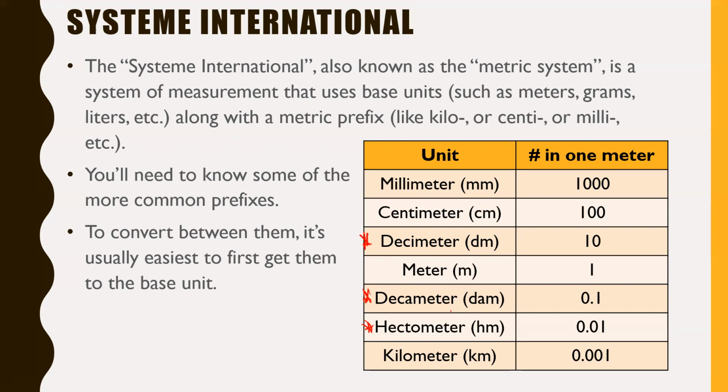Now, to convert between them, it's usually easiest to first get them to the base unit. So if you wanted to go from millimeters to decameters, it'd probably be easiest to turn your millimeters into meters and then turn your meters into decameters. This is often done using a fraction that shows an equivalent measure. Or if you have a really good intuitive sense of where to go, you can change it that way as well. I can kind of show you what I mean.